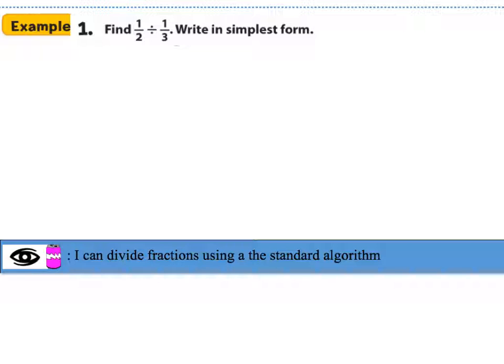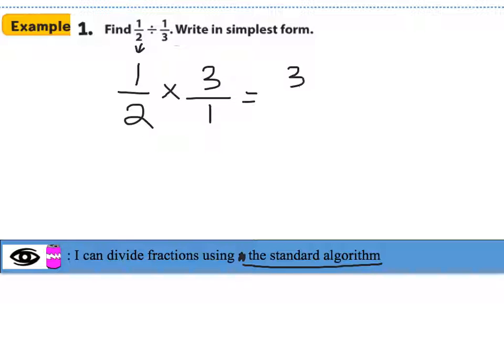Okay, so this example 1, we're still talking about the same example, but now we're going to solve this problem using the standard algorithm. I'm going to take 1/2 and keep it the same, and we're not going to take the reciprocal of 1/2, but the division sign becomes a times sign, and the reciprocal of 1/3 becomes 3/1. So now we can go ahead and multiply across because we cannot cross cancel. On my numerators, 1 times 3 becomes 3, and my denominators, 2 times 1 becomes 2.